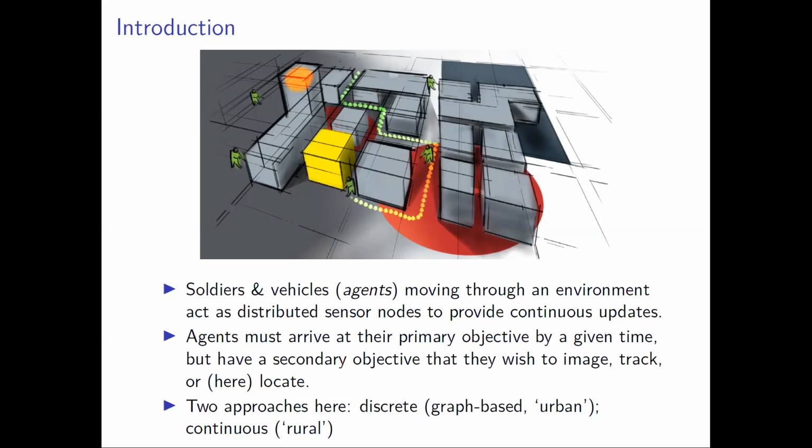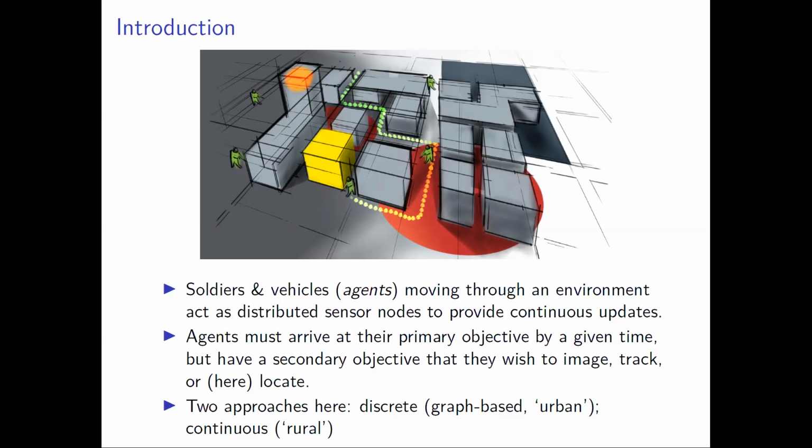But these agents are also equipped with various sensors, and as they move through the environment performing their primary task, they have a secondary task, which is to do some sensing, which might be imaging, tracking, or locating some hidden transmitters. Now, when we came to this, we saw this almost completely through the lens of optimization and operations research, because clearly there's some kind of trade-off between the primary and secondary objective, and you can think about either weighting them or perhaps incorporating the primary objective as a hard constraint.